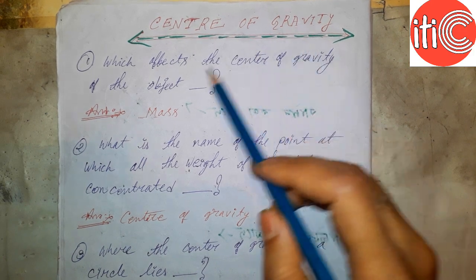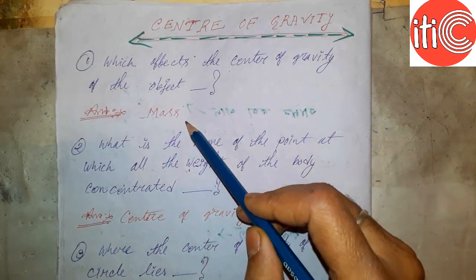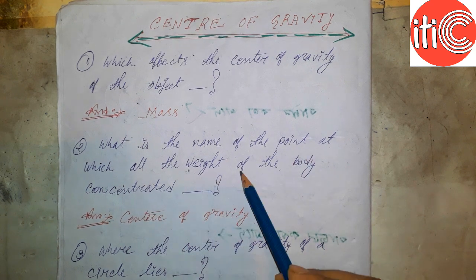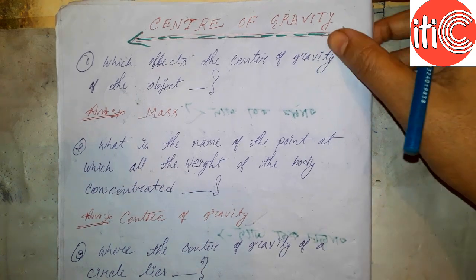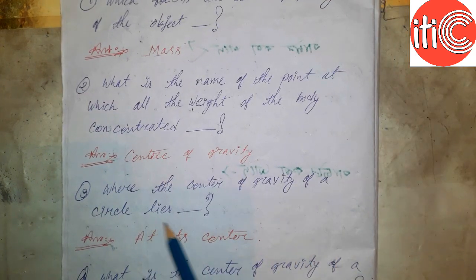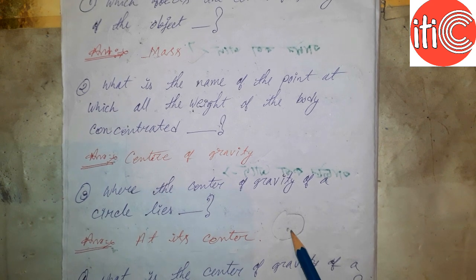Center of gravity, which affects the center of gravity of the object's mass. What is the name of the point at which all the weight of the body is concentrated? Center of gravity. Where does the center of gravity of a circle lie? At its center.